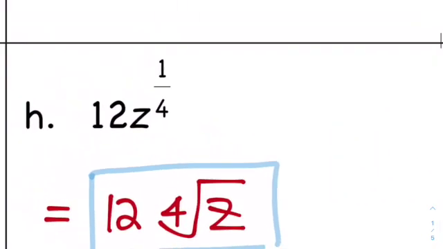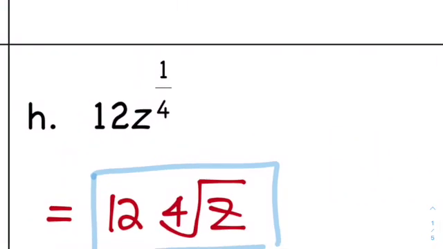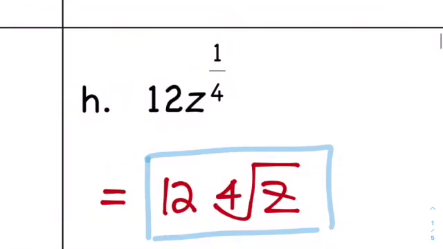Next one. The only thing to remember is the radical is only attached to the things next to it. So therefore, 12 is not attached to it. Everything is broken down by a multiplication sign. If you see the multiplication sign, that is the stopping point. So 12 is on the outside. Z is the only one taking the fourth root. So that's just the fourth root of z.